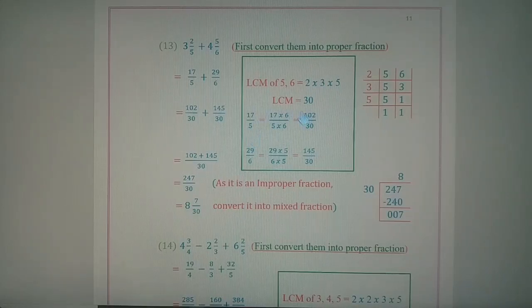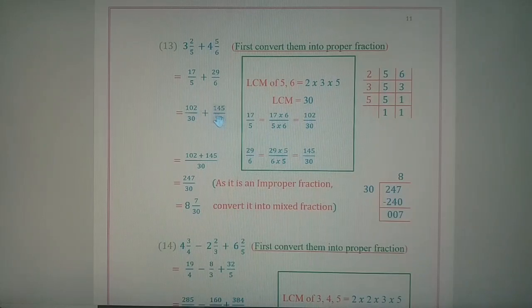17 upon 5 is converted into 102 upon 30. 29 upon 6 is converted into 145 upon 30. Now if you observe, both the denominators have become same or like denominators. So now they are converted into like fractions. The denominator is same, 30.